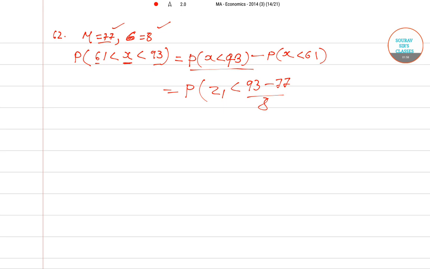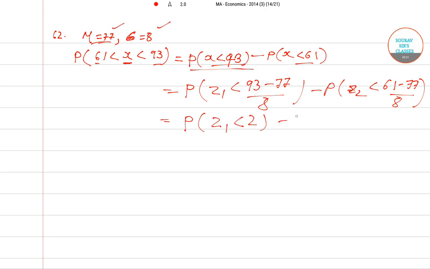77 by 8. So what you do, this is x minus mu by sigma, minus probability x minus 77, you can write it as z2 less than 61 minus 77 by 8. So from here what you can do is probability z1 is less than 2 minus probability z2 is less than minus 2. Now we'll simply put it in a diagram which will look like this.